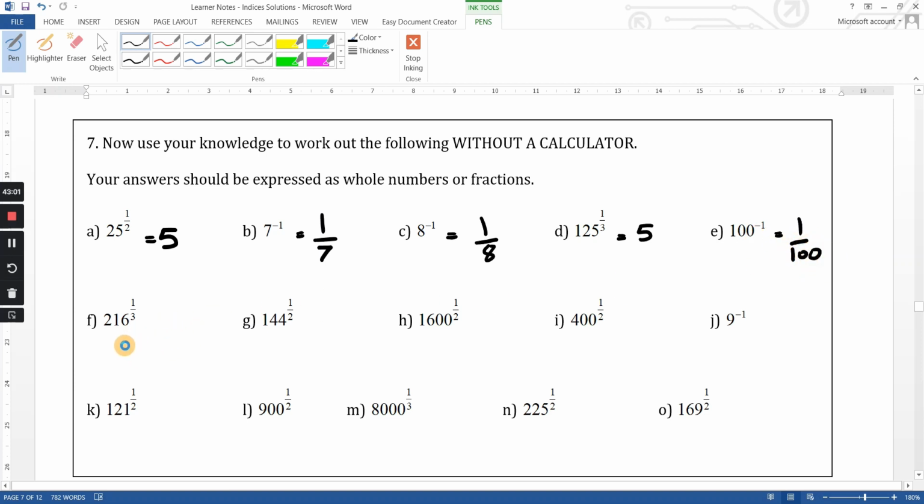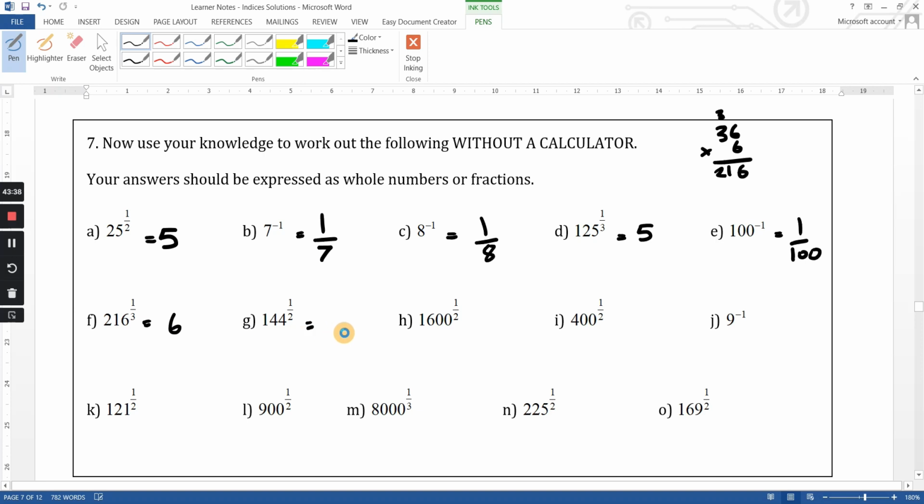F, that's going to be the cube root of 216. I think that is 6, isn't it? 6 times 6 times 6. And let me just double check. 36 times 6 should be, pretty sure, that's going to give me 18 plus 3 is, yeah, it is. So that's definitely 6 for that, cube root of 216. If you're not sure, just work out on the side, like I did.